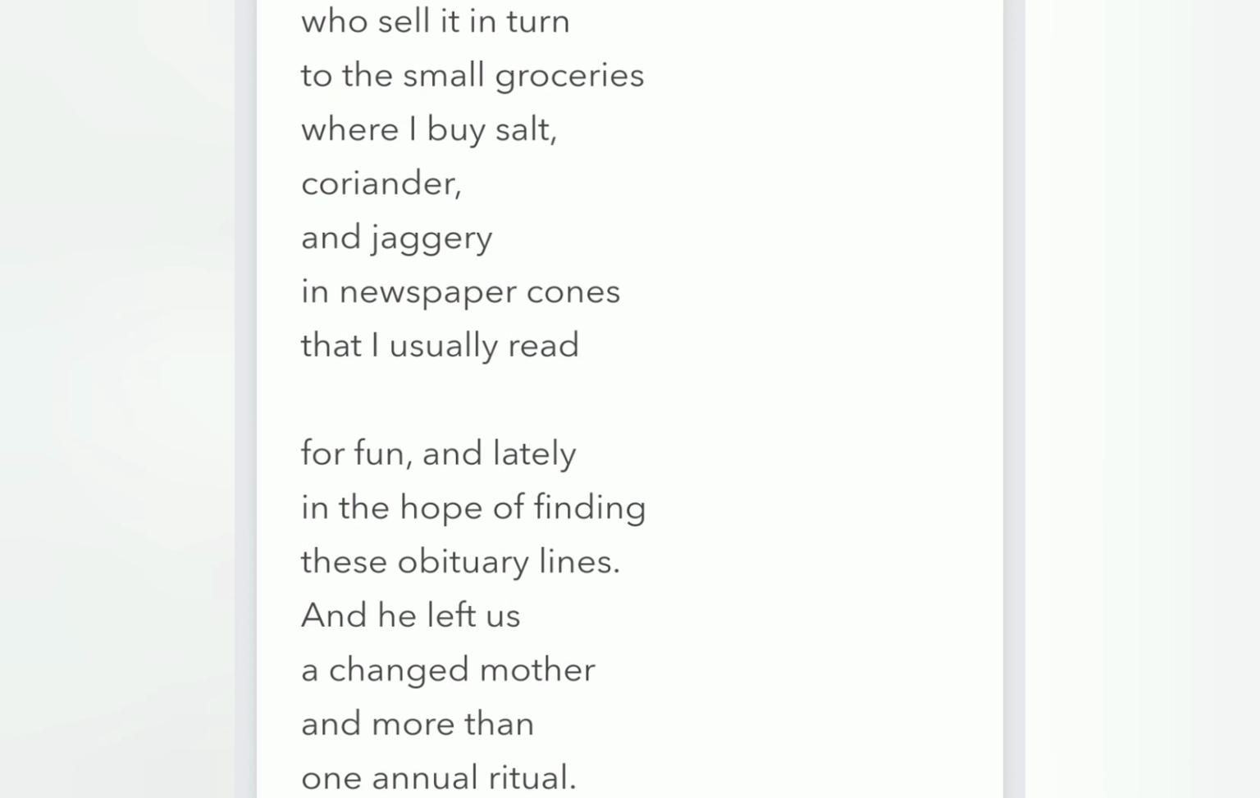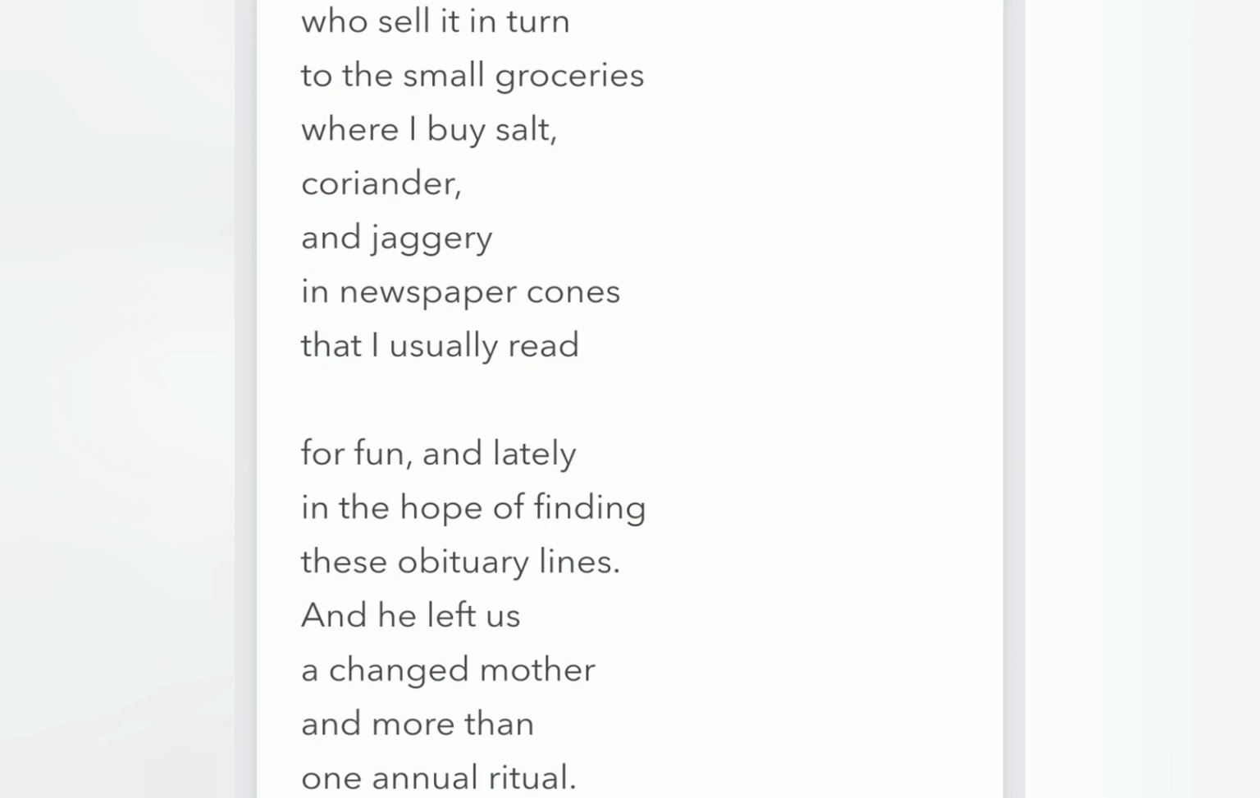Just like that, the speaker will also go to buy normal everyday products, and usually he buys a newspaper along with spices such as coriander. And now the poet says that he will begin to buy more of these things in hope of finding the obituary lines which were written for his father in the coming years. Because we feel there's a sense of celebration in the mind of the poet.